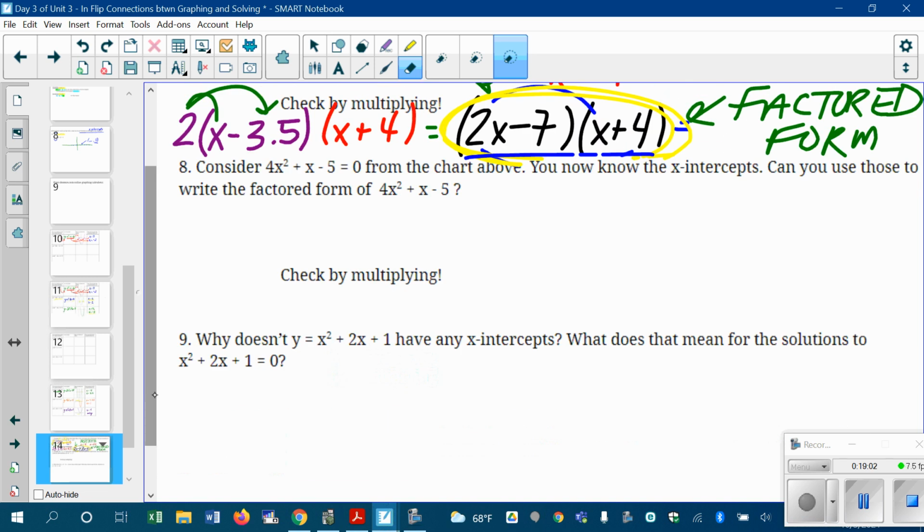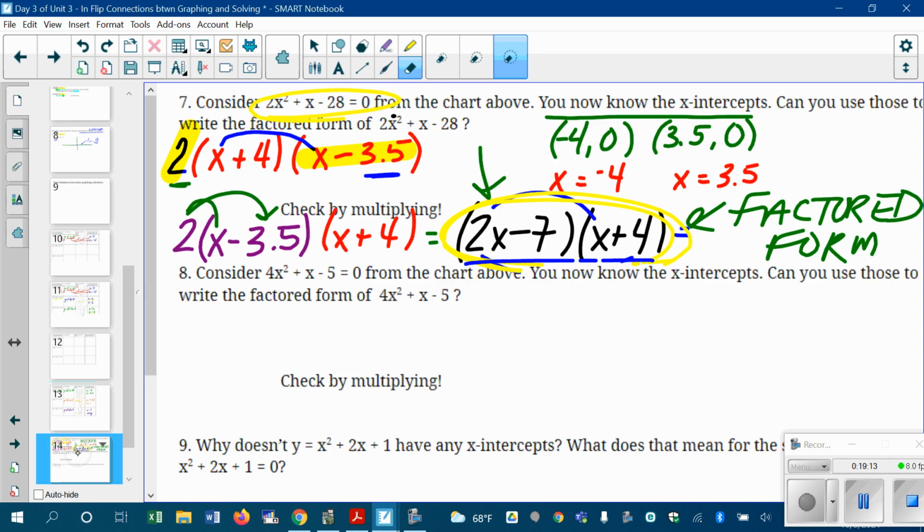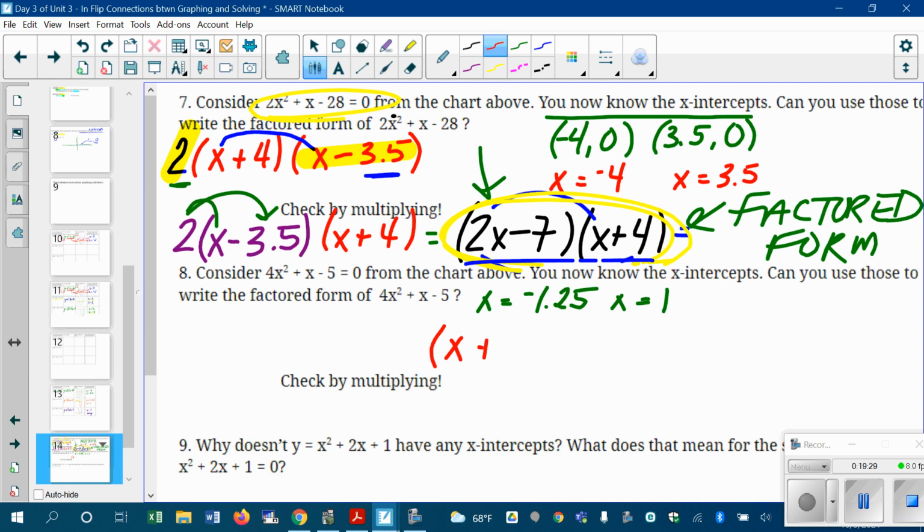Number 8 says, look back at your chart and find 4x squared plus x minus 5. That was number 5, okay, in our chart. And the solutions there were negative 1.25 and 1. So we had x equals negative 1.25 and 1. Okay, so that would imply a factor of x plus 1.25. Again, that's sort of weird, the decimal there, something has to adjust. And then the x equals 1 is a factor of x minus 1.